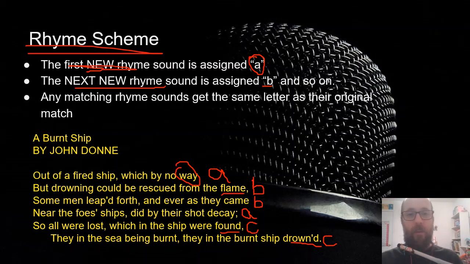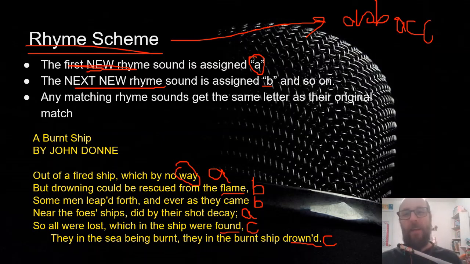So if I said, what's the rhyme scheme of A Burnt Ship by John Donne? You would say, oh, the rhyme scheme is A, B, B, A, C, C. That's disgusting and awful. Don't write like this. Please don't write like this. It's A, B, B, A, C, C.